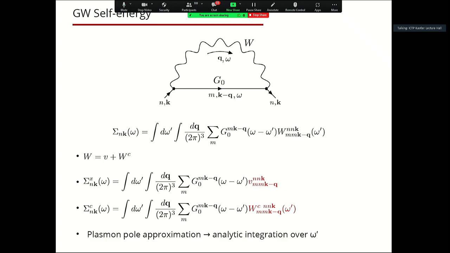While for the correlation part, we can use, for example, the plasmon pole approximation, as was described in the previous talk. In this way, we can, again, have an analytic integration of the correlation part of the self-energy with respect to the energy.